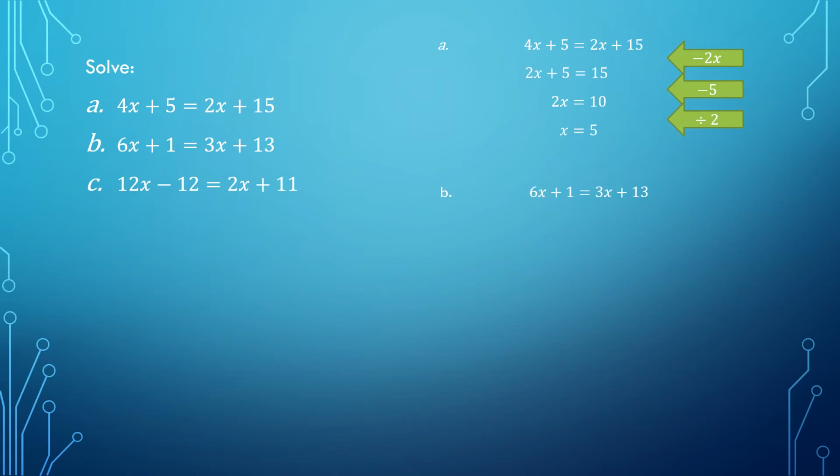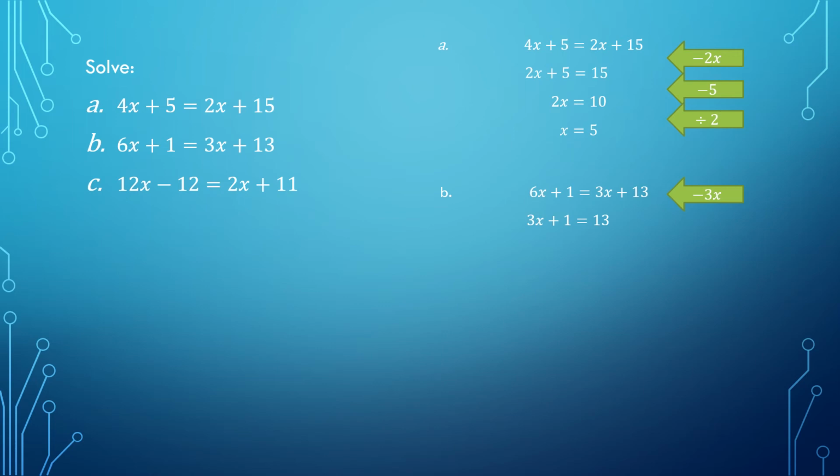Second example then, we've got 6x plus 1 equals 3x plus 13. Again, we're going to sort out the letter bits first. I want the letters to only appear once, and so I want to get rid of the bit that's on the right. It's the smaller one, and it's going to make it a bit easier for me to work it out. So I'm going to subtract 3x from both sides. That's going to leave me with 3x plus 1 equals 13.